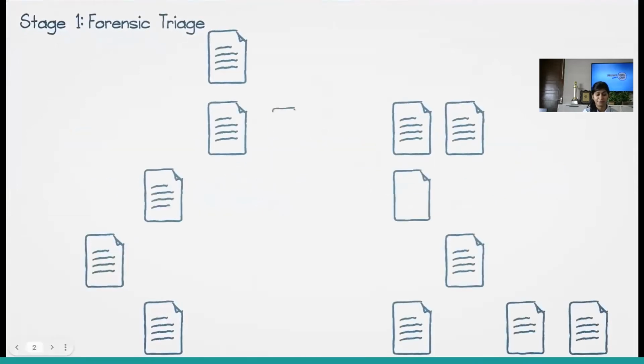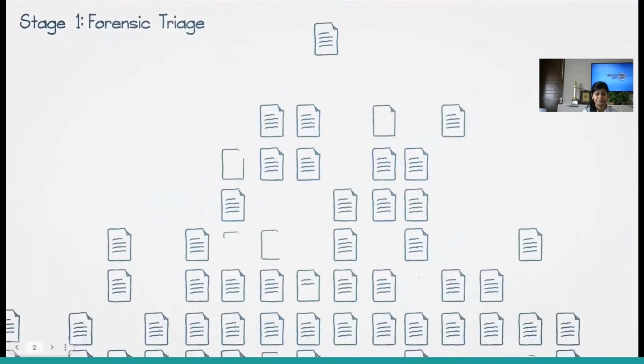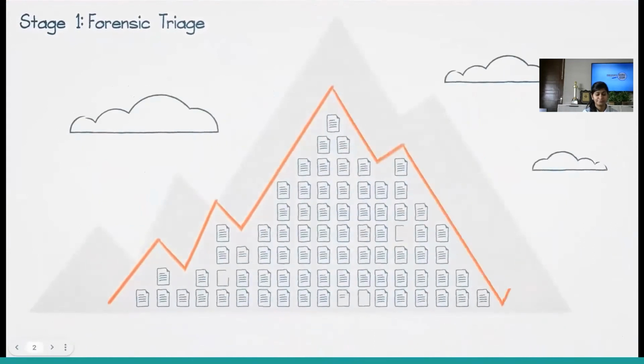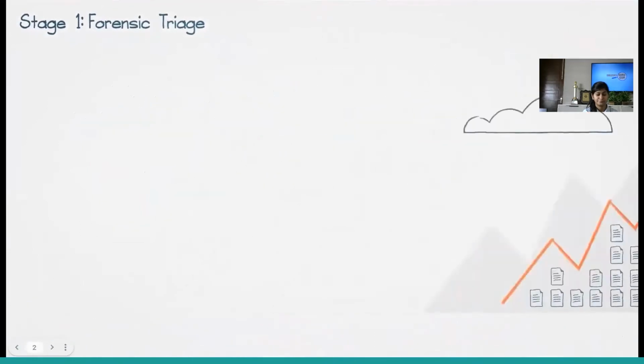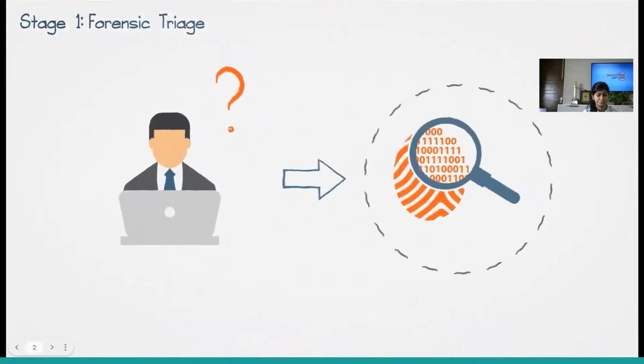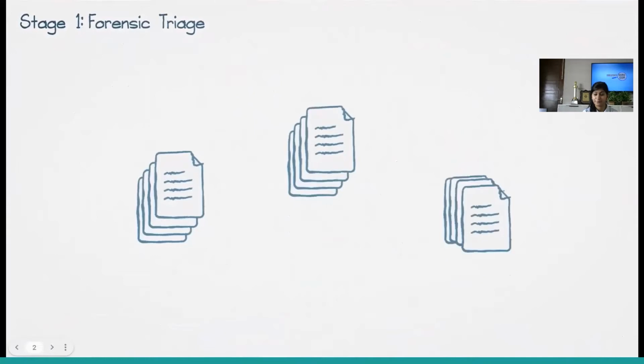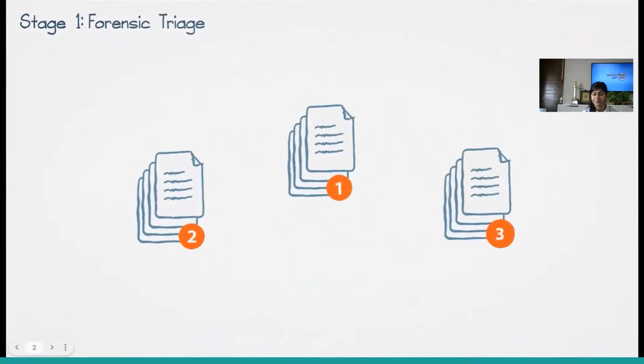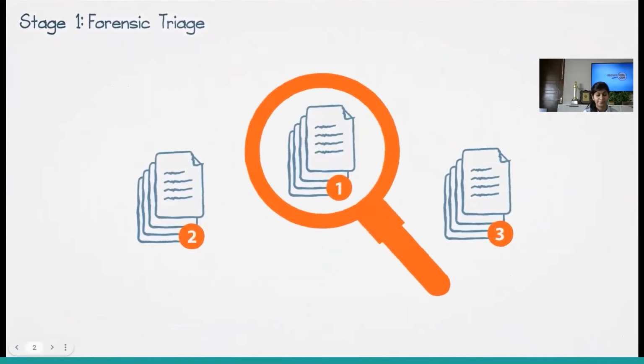Datasets continue to grow. As a result, digital investigators often face mountains of data when beginning an investigation. To solve this growing problem, investigators conduct a forensic triage, which is the process of ranking potential evidence in terms of priority, so that the most important or most volatile data can be investigated first.